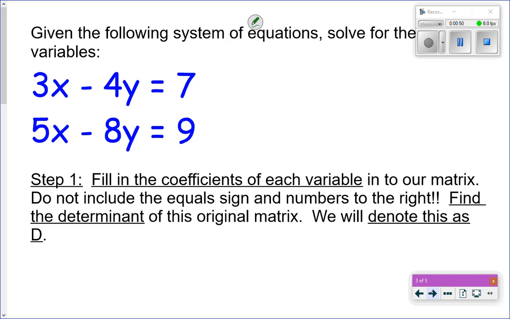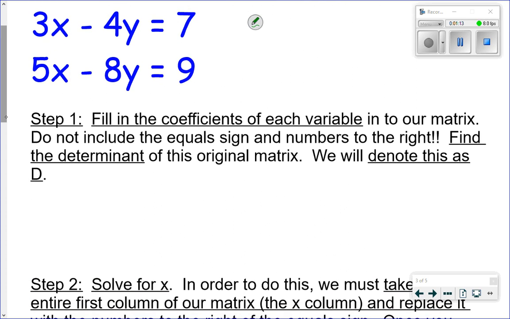So the first example is a system of equations, and instead of using elimination or substitution, we're going to use Cramer's rule to solve it. And once you get the hang of this, this is easier than elimination and substitution. So it says, given the following system of equations, solve for the variables. So we need to figure out what x is and what y is. So we're going to do that using Cramer's rule.